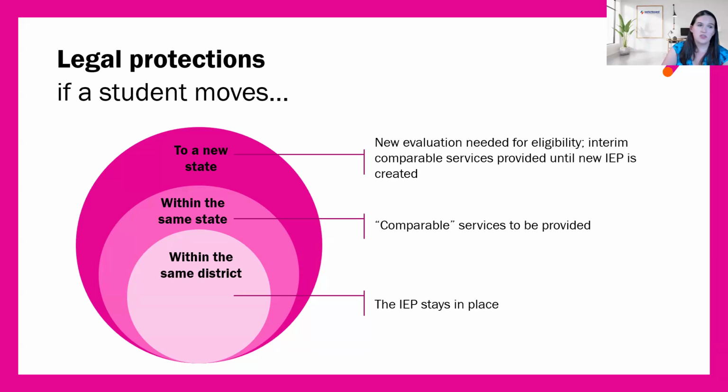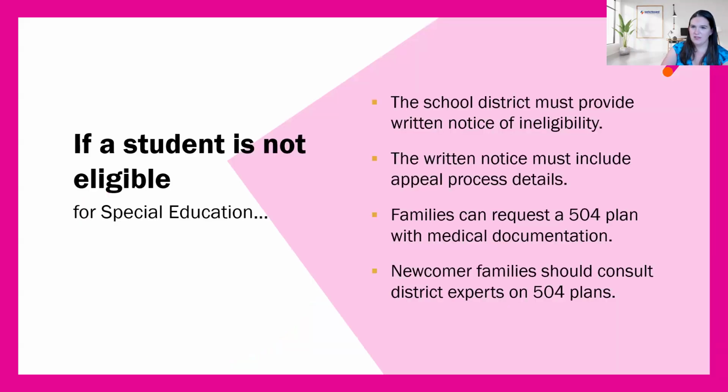And so what to do if a student is not found eligible for special education? So the school district must provide written notice of ineligibility, and the written notice must include appeal process details. And so that appeal process will vary from state to state, but the family should receive written notification of what that appeals process looks like. Families can also request a 504 plan if they have medical documentation for a disability, and newcomer families should definitely consult with district experts on 504 plans.